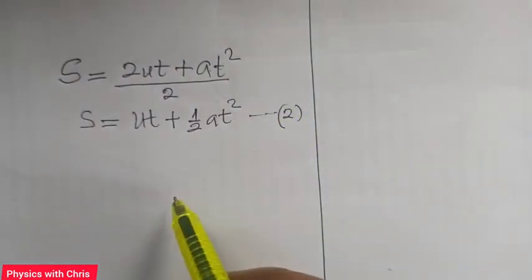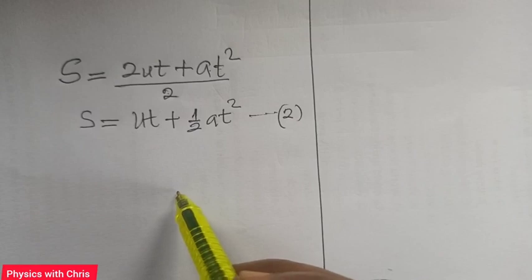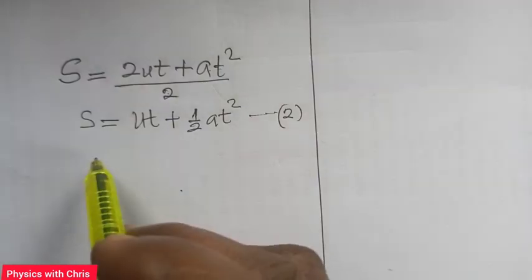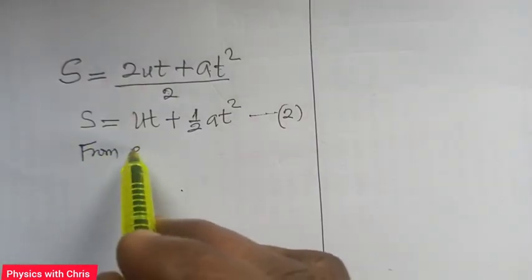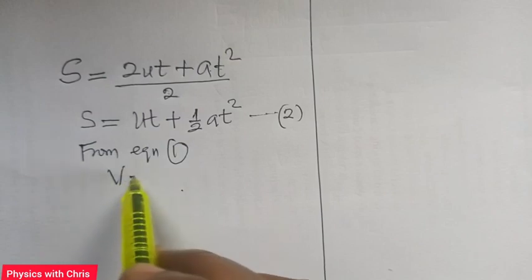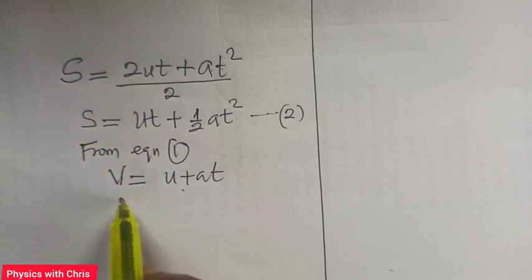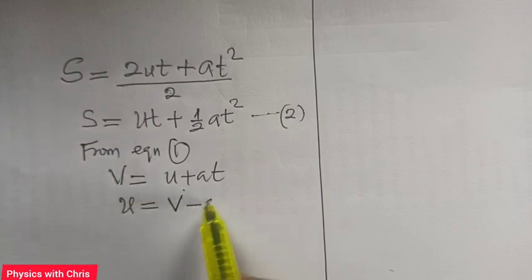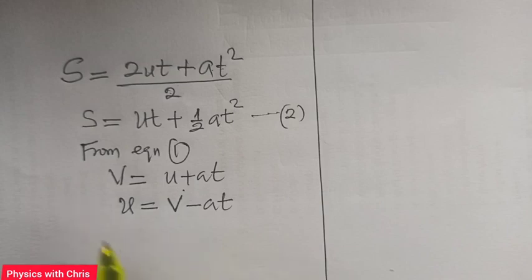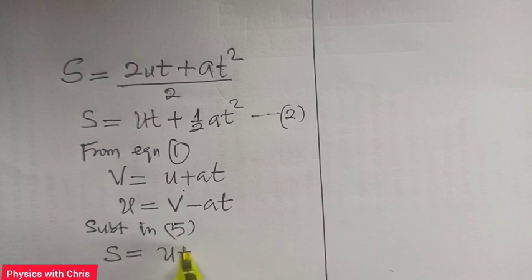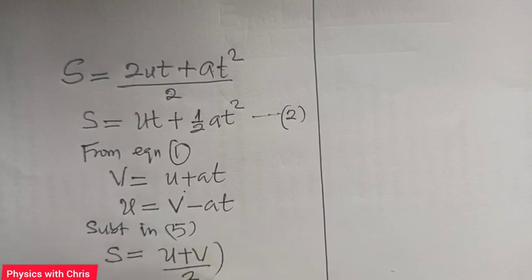Now, instead of substituting for v, that is equation 1, in equation 5, I substitute for u from equation 1 again. From equation 1, I have v equals u plus at. If I make u the subject of this equation, I have u equals v minus at. Then I substitute the above equation in equation 5, which is s equals u plus v over 2 times t.